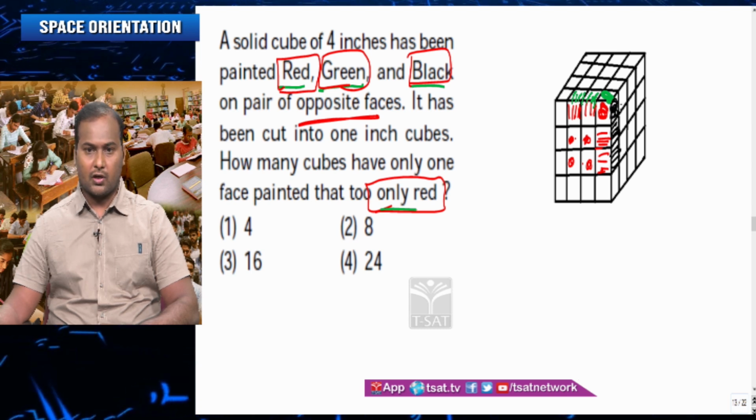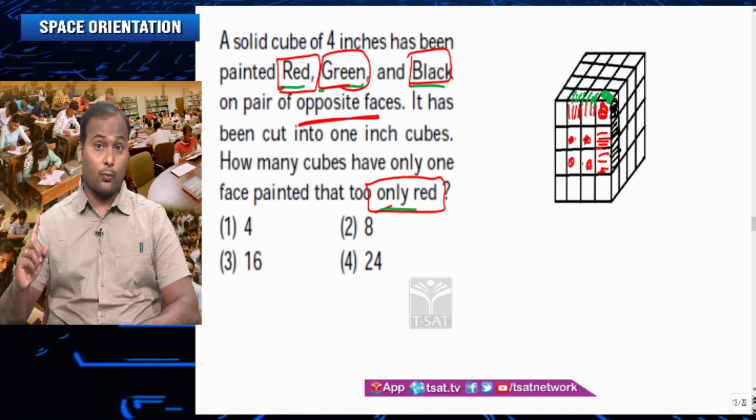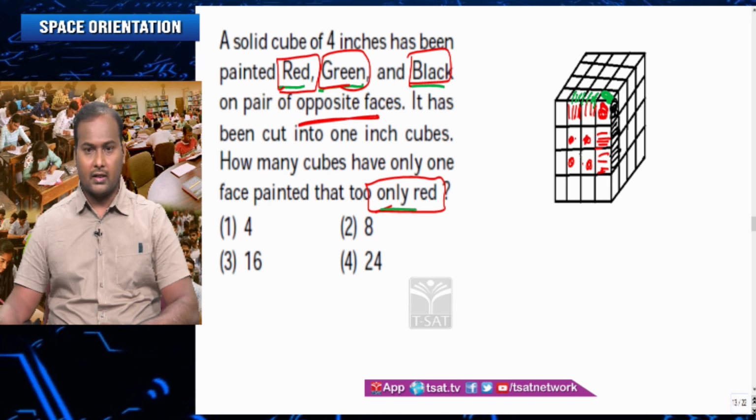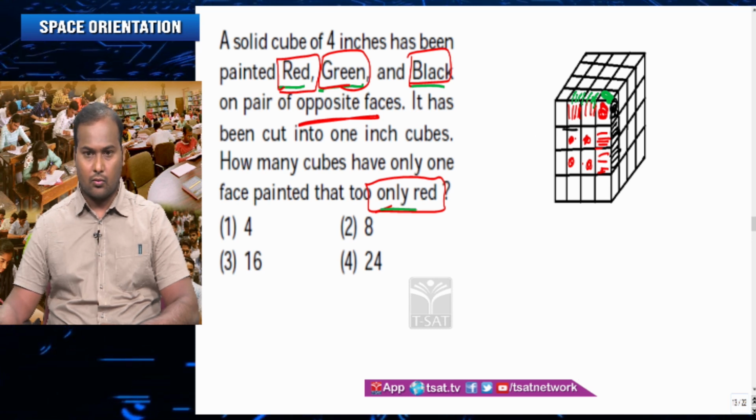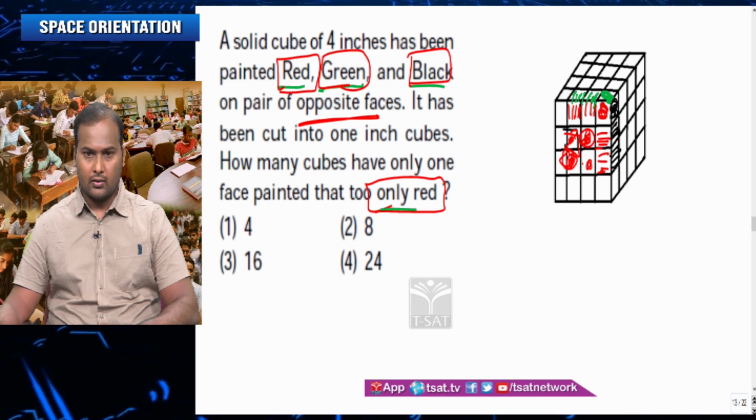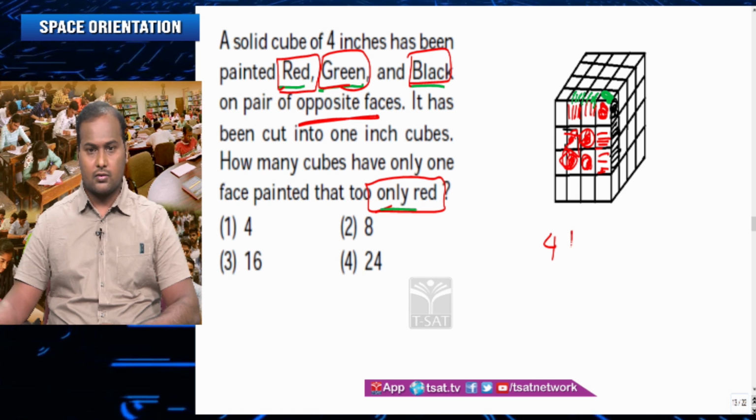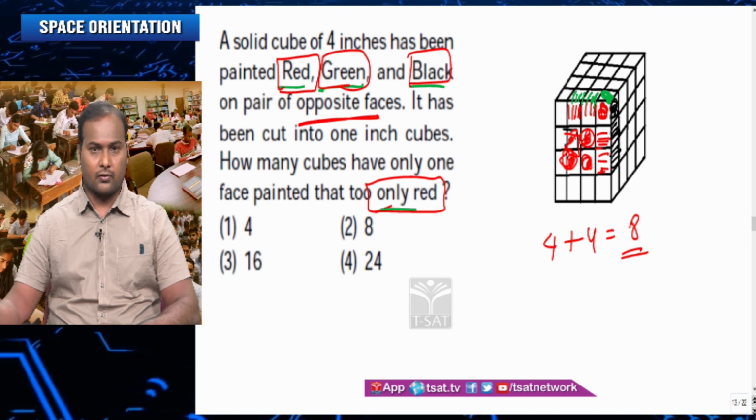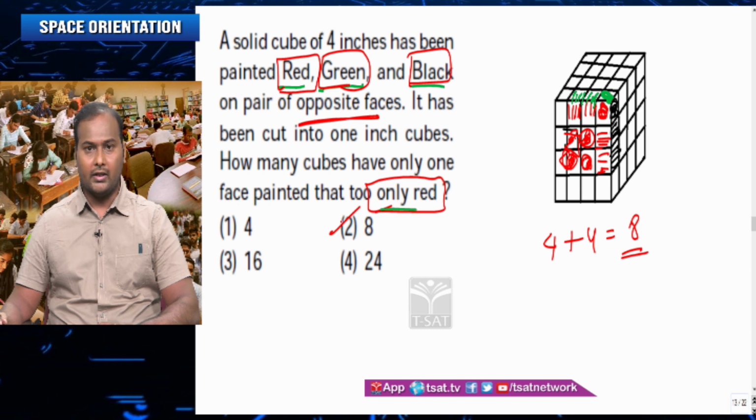All the 3 colors are possible in the corners. Only 2 colors are possible on the edges. I said that only 1 color is possible in the center. And it's asking only red. The red is in the front and back. Only red front is how many? 4. That is 1, this 1, 2, 3, 4. So front is 4. Obviously back is also red, so back is also plus 4. That is total answer is 8. Front plus 4 and back plus 4. Only red, your answer will be 8.